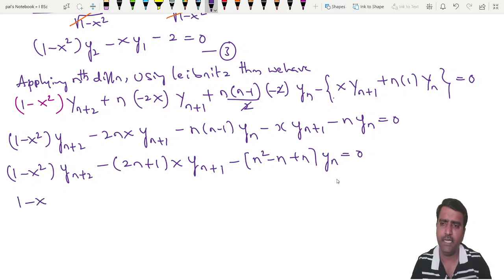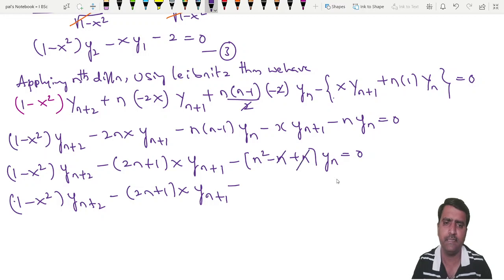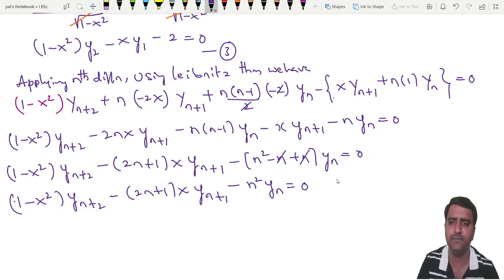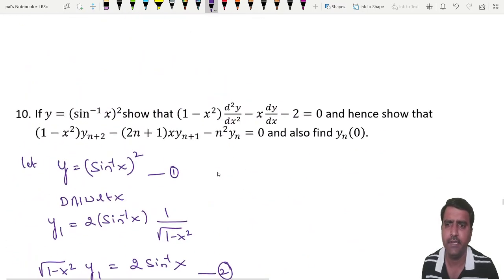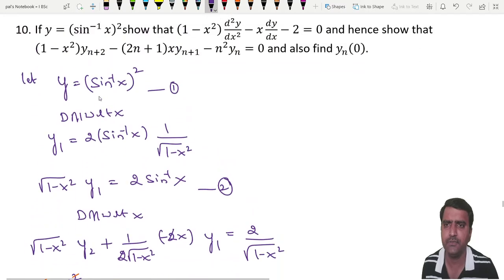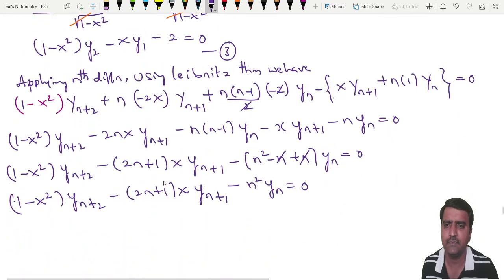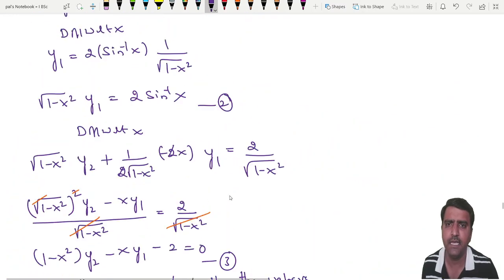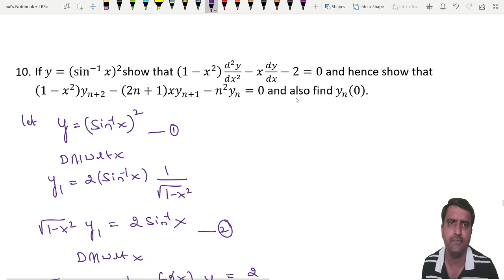So that is 1 minus x square into yn plus 2 minus of 2n plus 1 x into yn plus 1, minus n plus n cancels, it is minus n square into yn is equal to 0. Yes, this is the result. We need to prove that 1 minus x square into yn plus 2 minus of 2n plus 1 x into yn plus 1 minus n square yn is equal to 0.